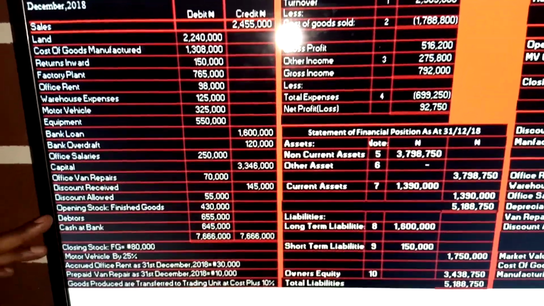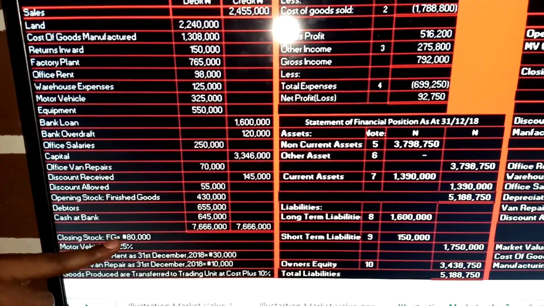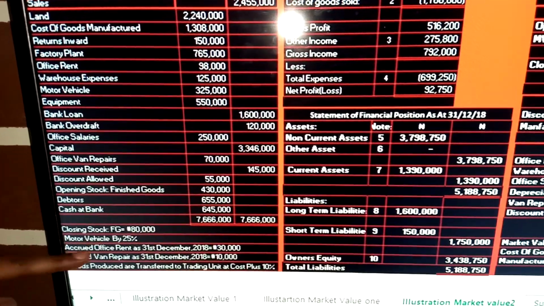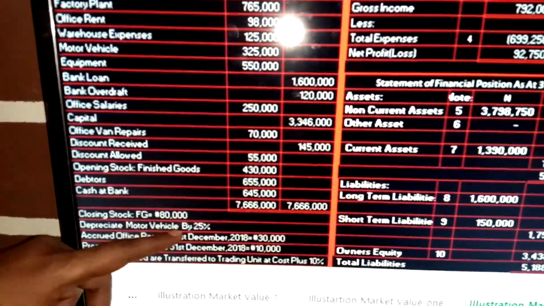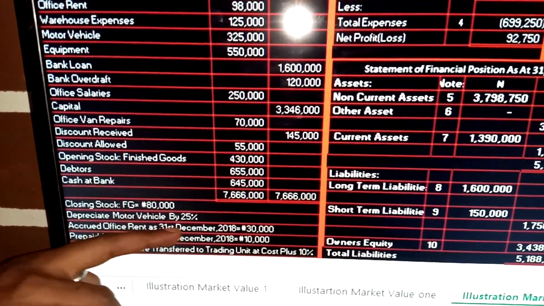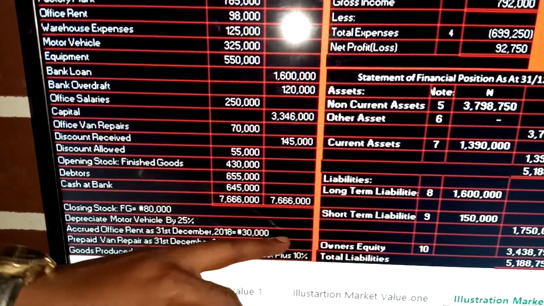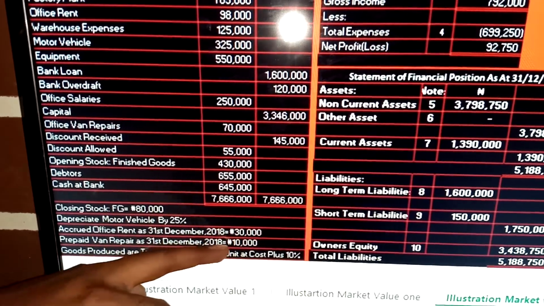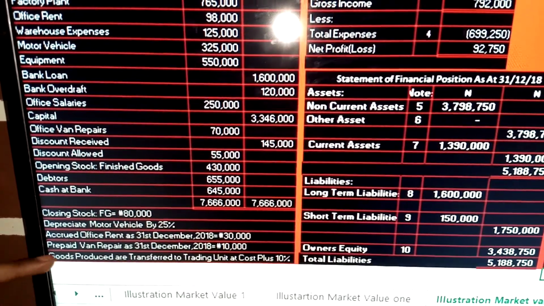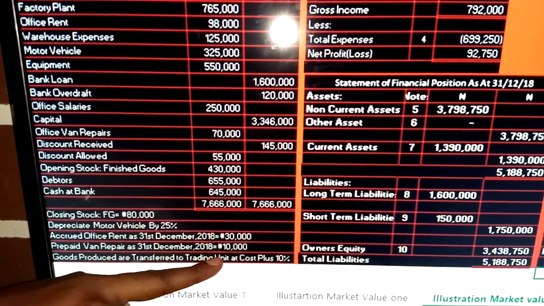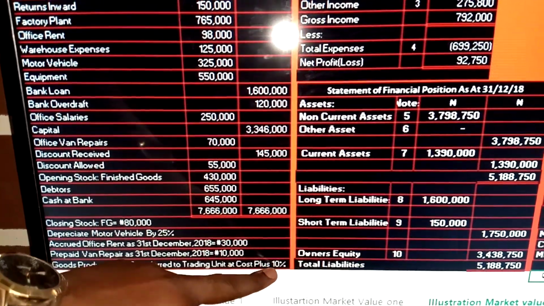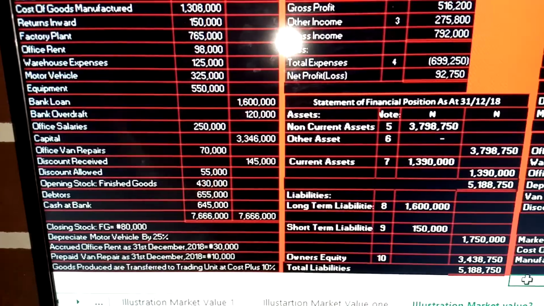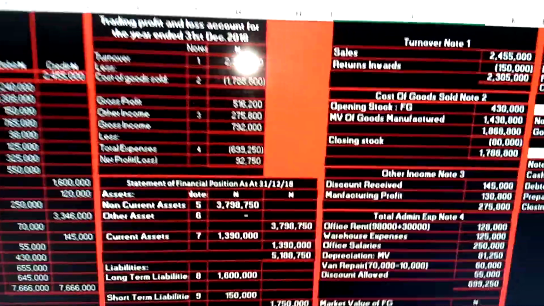And the additional information: closing stock of finished goods is 80,000. Motor vehicle to be depreciated, so depreciate motor vehicle by 25%. Accrued office rent at the 31st December is 30,000. Prepaid van repair is 10,000. And now goods produced are transferred to the trading unit at cost plus 10%.